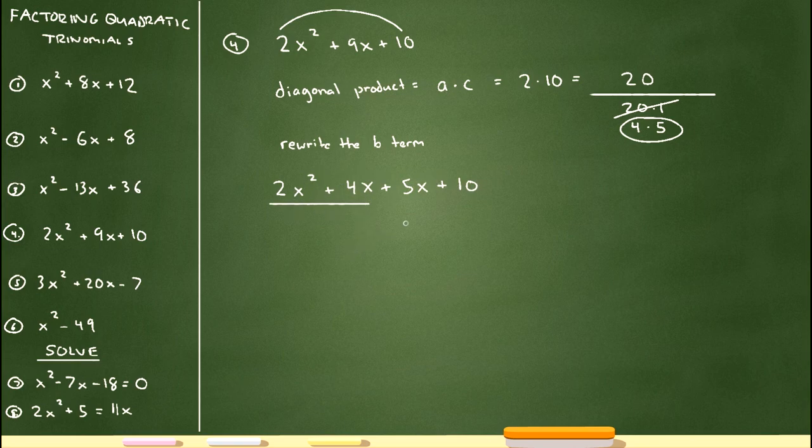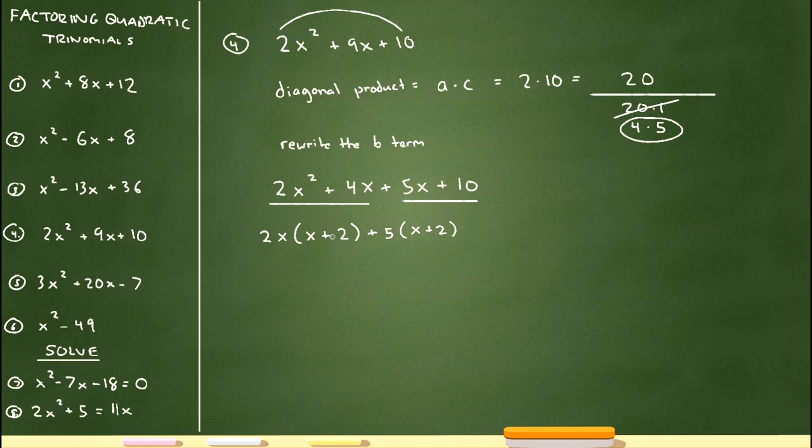So I'm going to go ahead and group the first two, and I'm going to go ahead and group the second two. So in this first group here, I see they have a factor of 2x in common with each other. And what remains here will be an x plus a 2. Right? So 2x times x would give me 2x squared, and 2x times 2 would give me the 4x. Now in the second group here, I see they have a factor of 5 in common. And now what remains is an x plus 2. Right? 5 times x, we get the 5x, and 5 times 2, we get the 10.